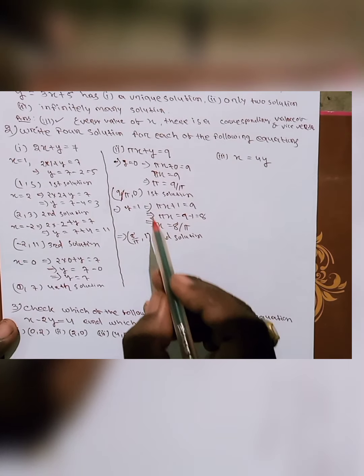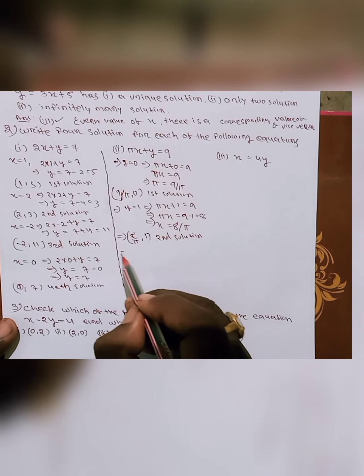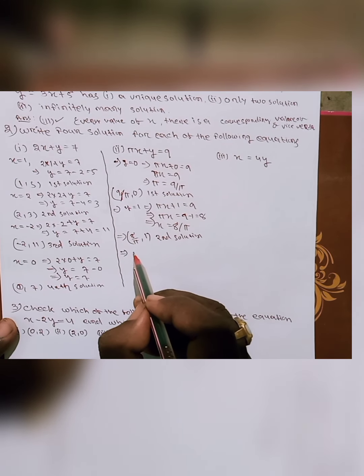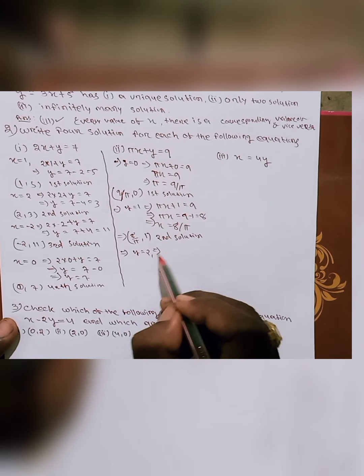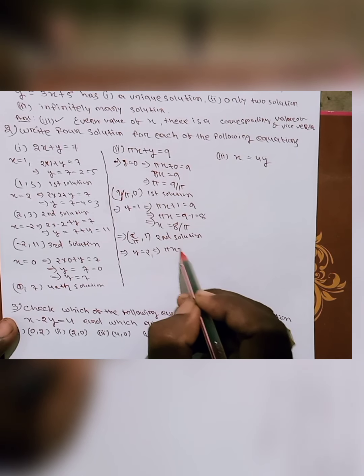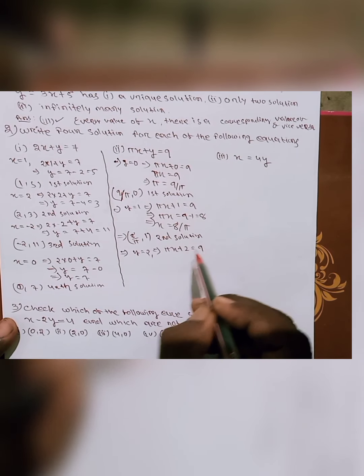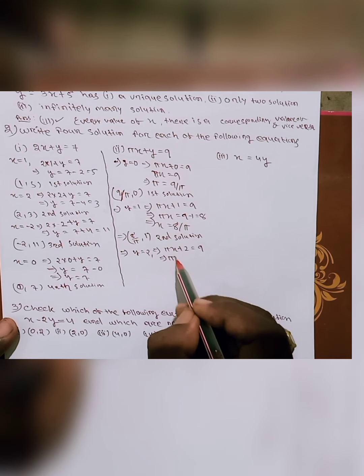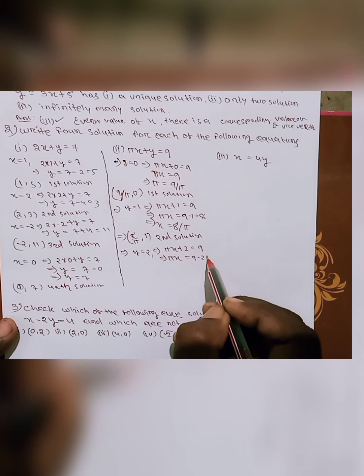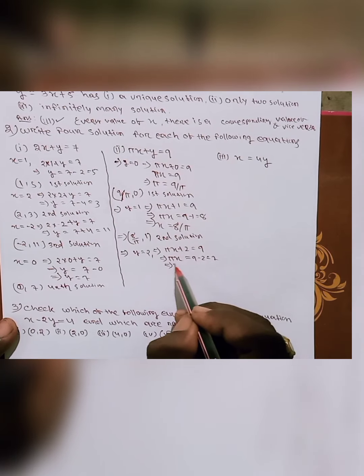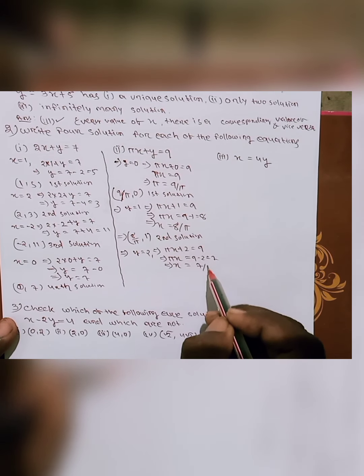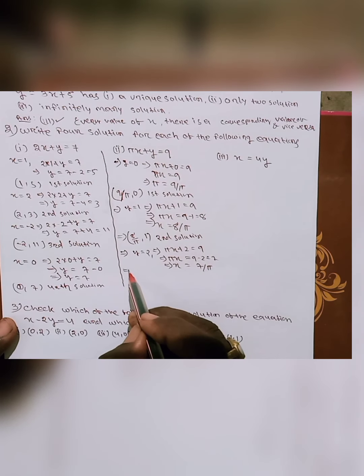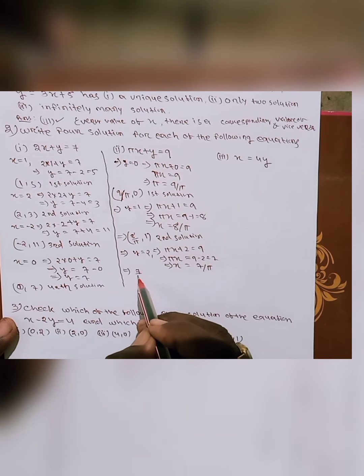Like this, take y is equal to 2. Put the value in the given equation: pi x plus 2 equal to 9, implies that pi x is equal to 9 minus 2, 7, implies that x is equal to 7 by pi. The third solution is 7 by pi and 2.